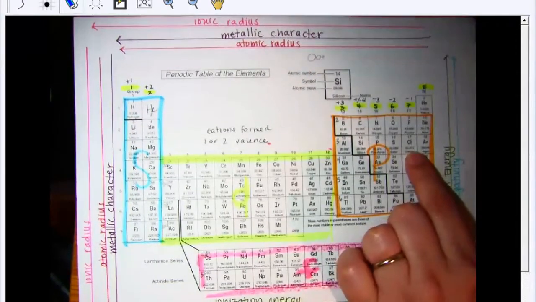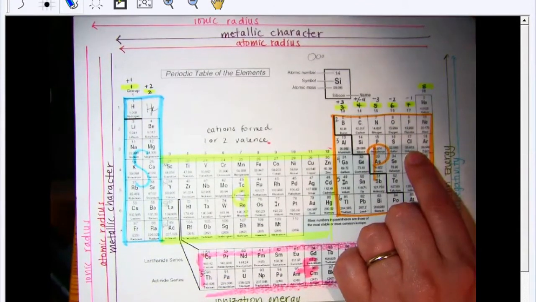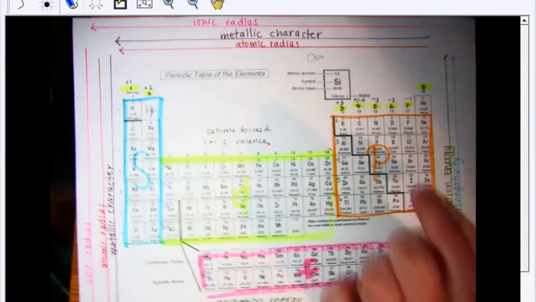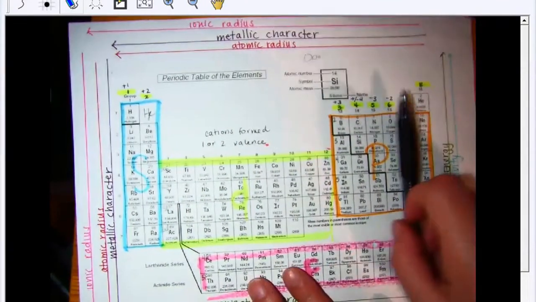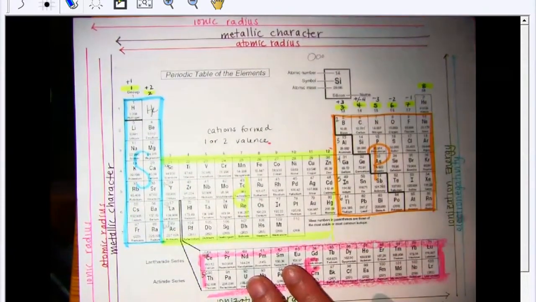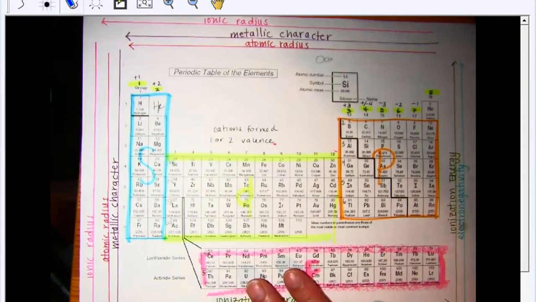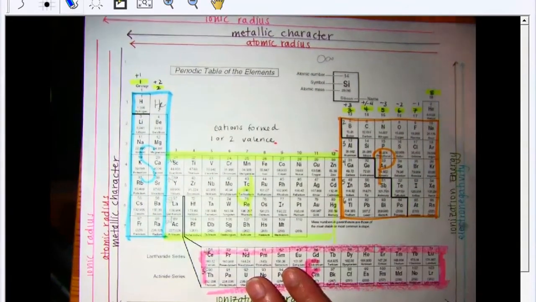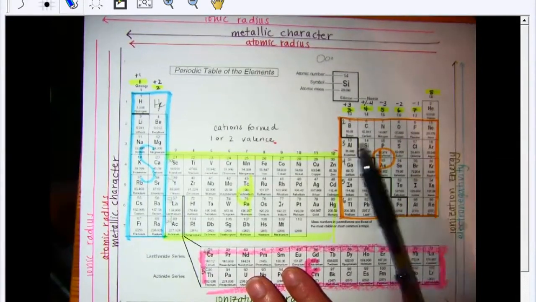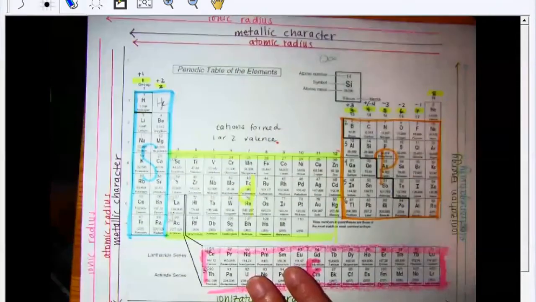Chlorine also has 7 valence electrons. It's going to want to gain 1, so it's going to have a minus 1 charge. Bromine, minus 1. Iodine, minus 1. So on and so forth. Everything in this row, in group 17, in the halogen group, if it was going to get electrically charged, it's going to get a charge of -1. Your noble gases will never get a charge because they're already perfect.